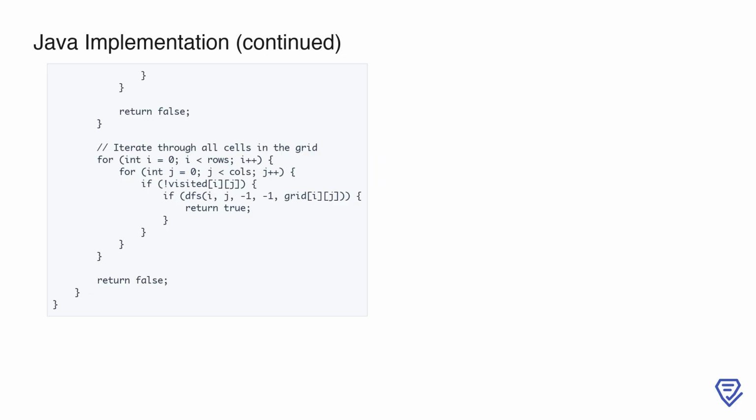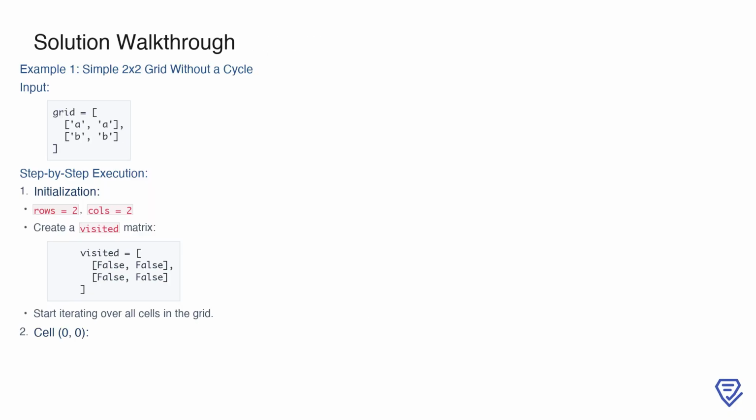This approach ensures that we perform an efficient traversal of the grid while detecting cycles based on the connectivity of characters. To start solving this problem, let's examine a simple 2x2 grid with no cycle. The input grid consists of 2 rows and 2 columns, with characters A and B. We first initialize the dimensions of the grid as rows equals 2 and cols equals 2. Next, we create a visited matrix, which keeps track of whether a cell has been processed during our traversal.